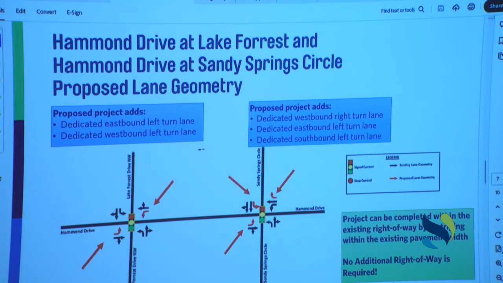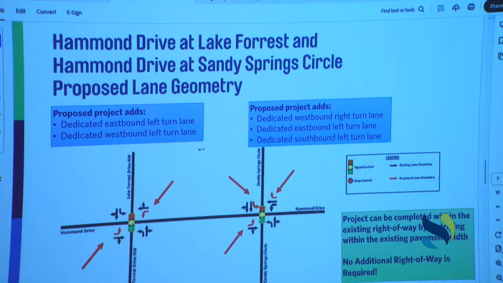So what are we talking about here? We're talking about changing the geometry of the street a little bit. Right now it's 2 lanes in each direction, with shared through-lefts in the eastbound and westbound directions on Hammond Drive at Lake Forest. So what we have recommended is to maintain 1 through lane westbound, maintain 1 lane eastbound, and add dedicated left turn lanes that would have left turn bays and protected signals.